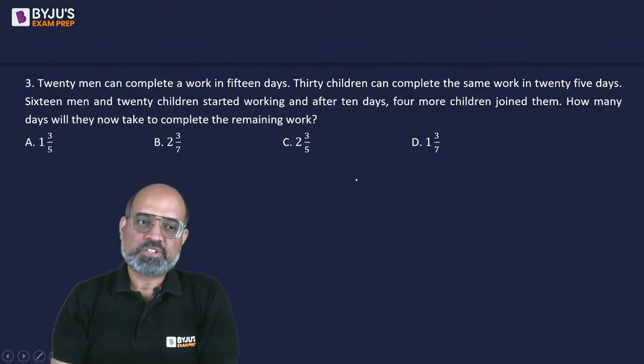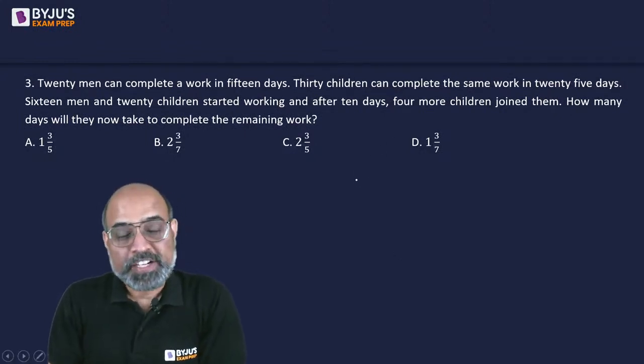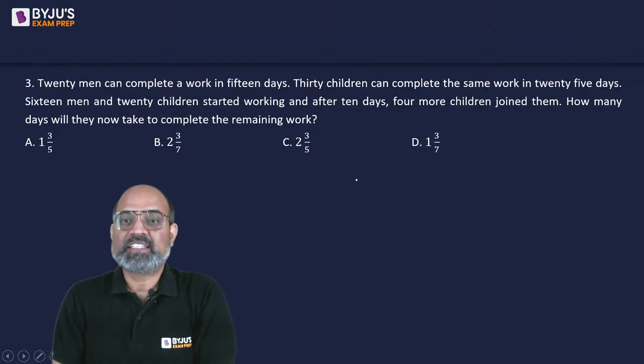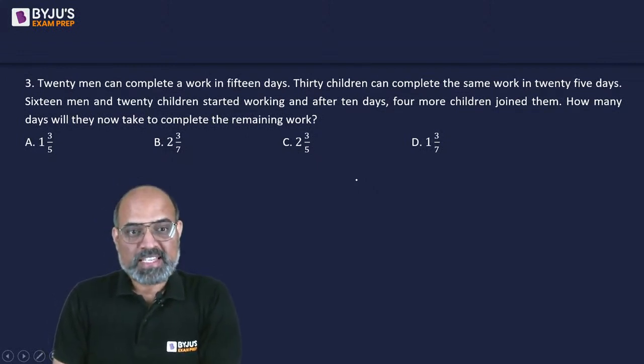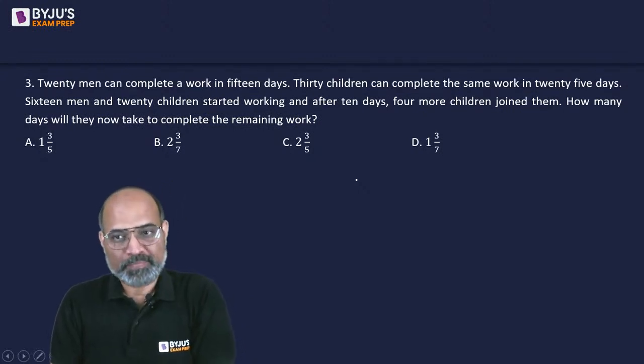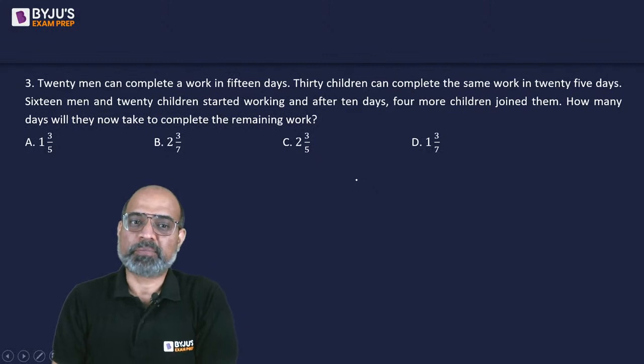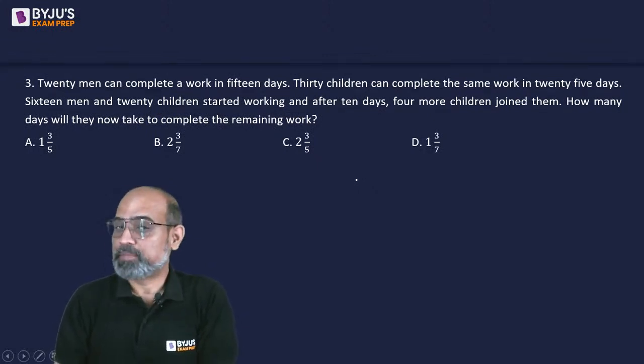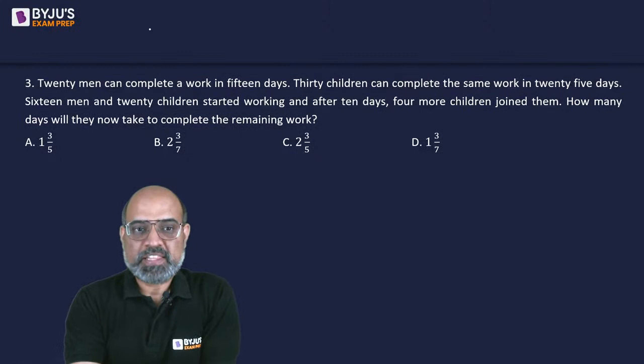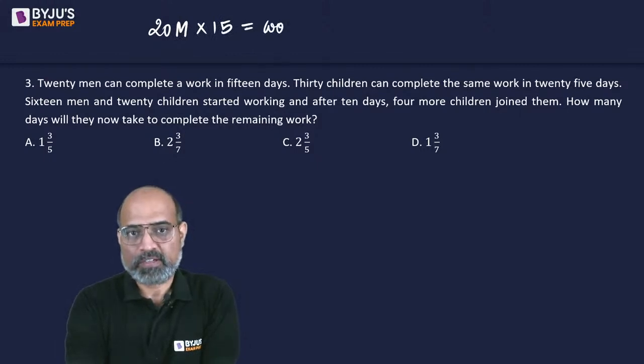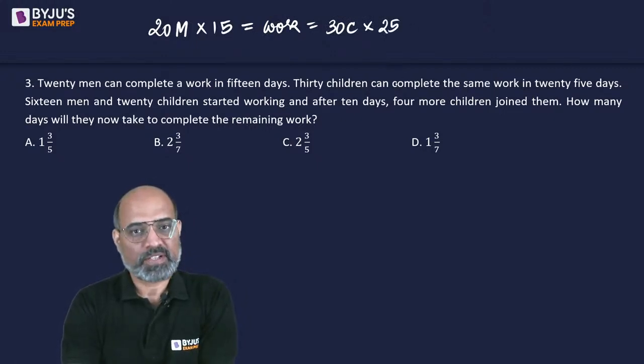Okay. Next question is 20 men can complete a work in 15 days. 30 children can complete the same work in 25 days. 16 men and 20 children started working, and after 10 days, 4 more children joined them. How many days will they take now to complete the remaining work? Remaining work के बारे में पूछा. So it is given that 20 men can complete a piece of work in 15 days, and the same work 30 children can complete in 25 days, right?